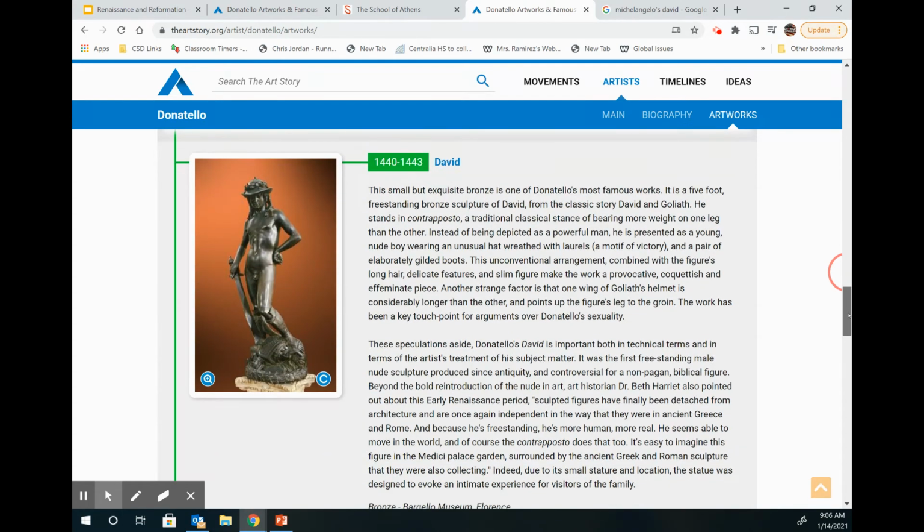Here's some of his more famous works, though. This is David, a bronze. Is this 5 feet tall? This is probably the piece that you've seen the most often of Donatello's work.